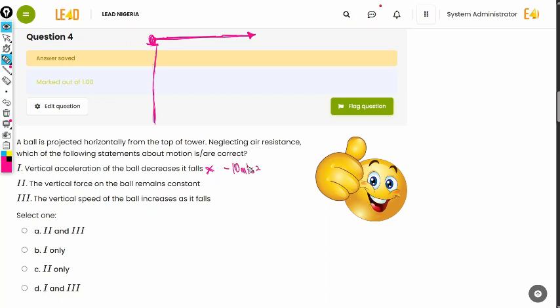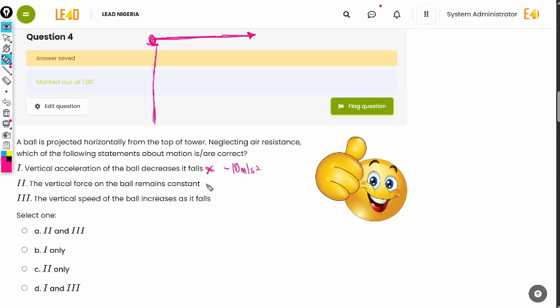Gravity doesn't change, right? Your vertical acceleration is gravity, so it doesn't change. It's negative 10 meters per second squared. All right. The vertical velocity of the ball remains constant. Yes, that's true, because the vertical force on the ball, which is gravity, that's the weight of the ball, remains constant, because the mass is constant and gravity is constant, and weight is mass times gravity, right?